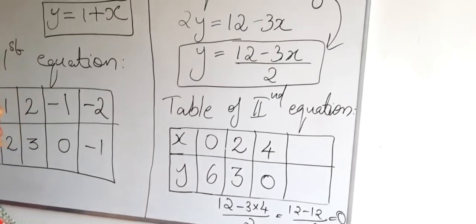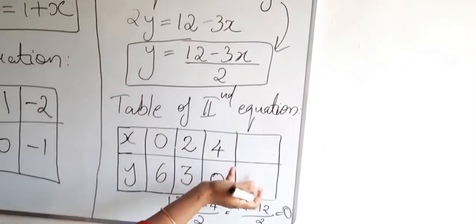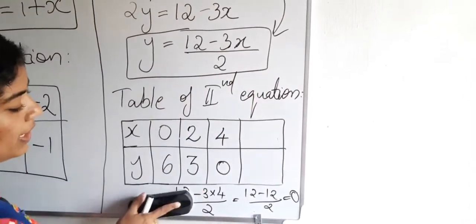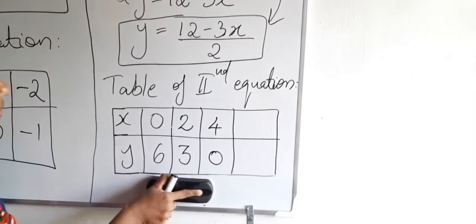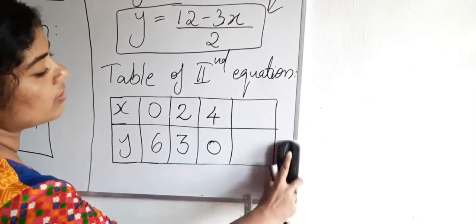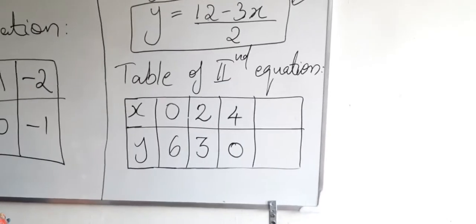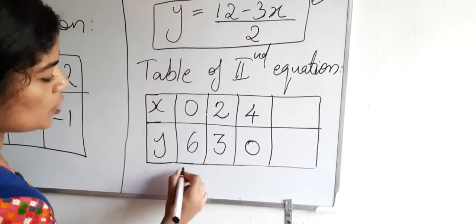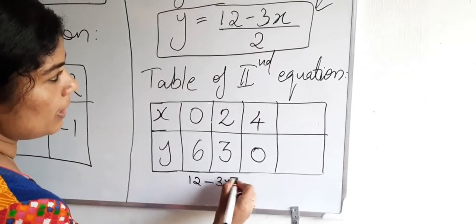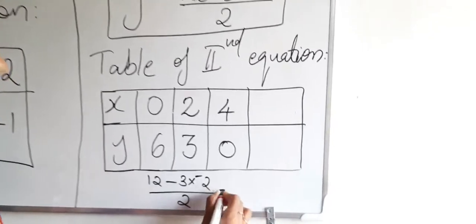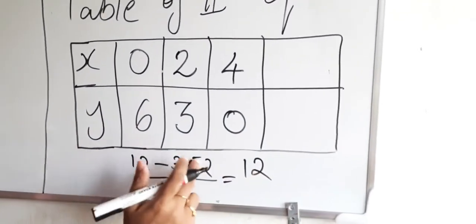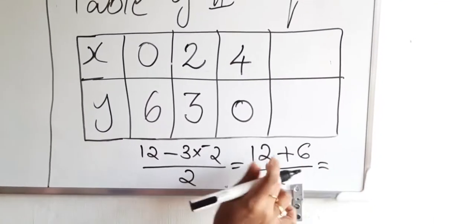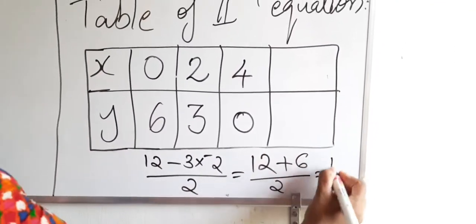Then next we can write minus values also. If needed we can give minus 1. Try to write only whole numbers. Don't take rational numbers, decimals like that. Suppose you are giving minus 2. 12 minus 3 into minus 2 by 2. So it will be 12 minus minus, plus 3 into 2, 6 by 2. So it will be 12 plus 6, 18 by 2.